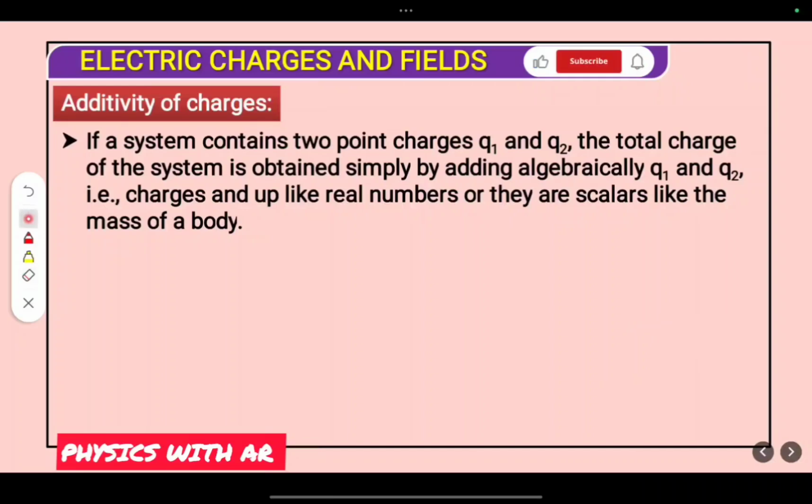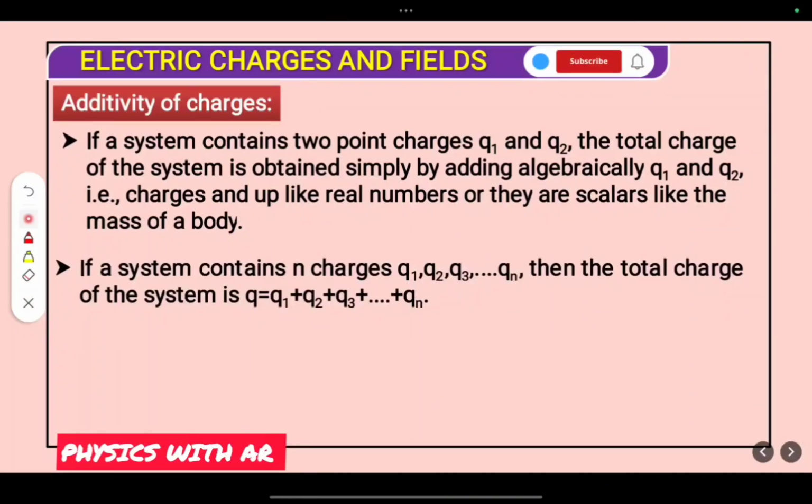So charges are added up like real numbers. They are scalars, like the mass of a body. How we add the masses, in a similar manner we add the charges also. But a basic difference is that charges can be positive or negative.